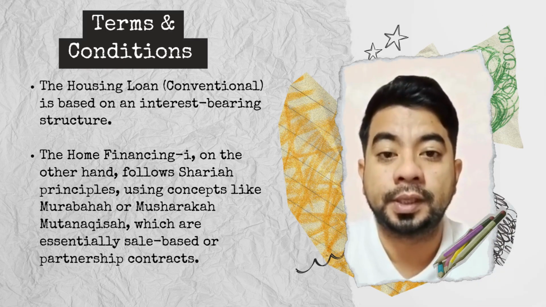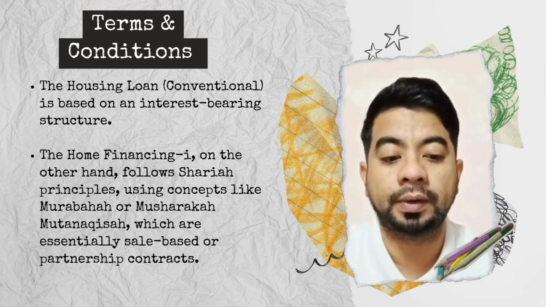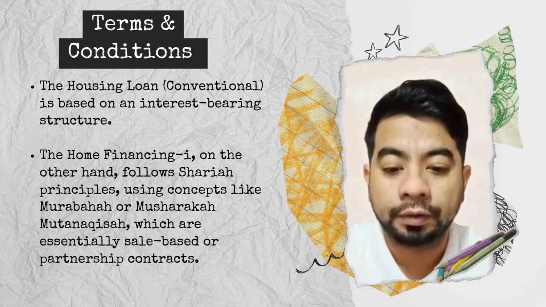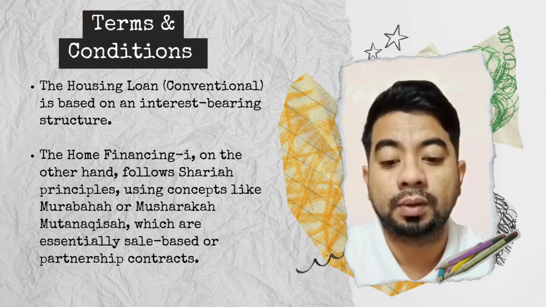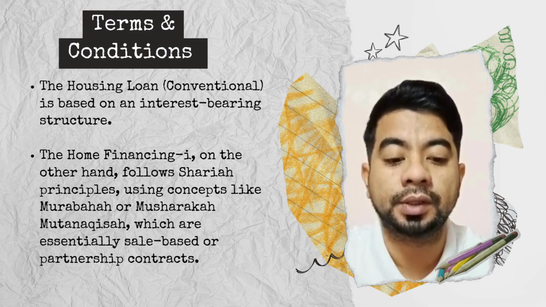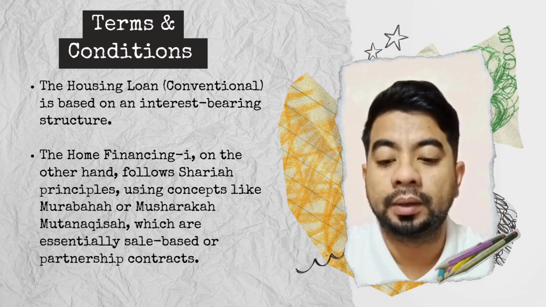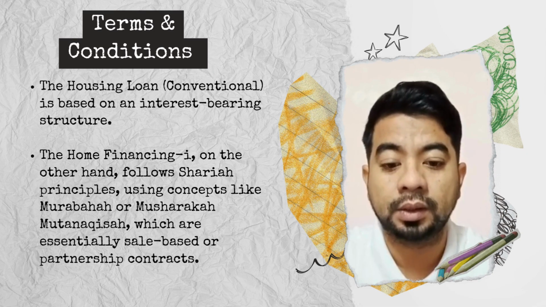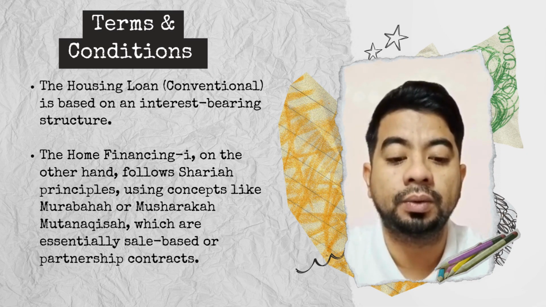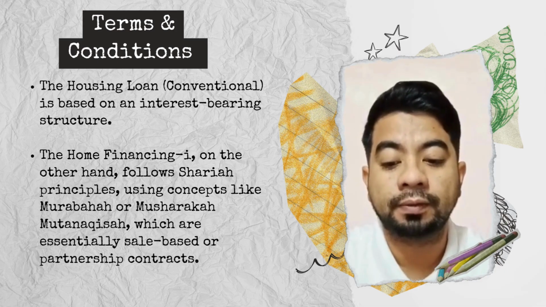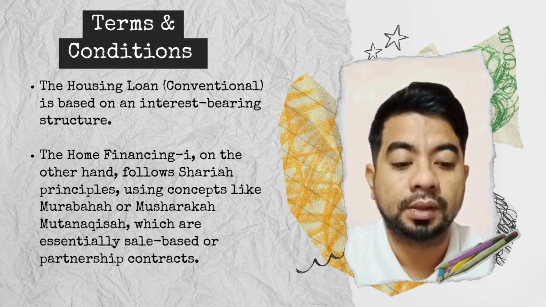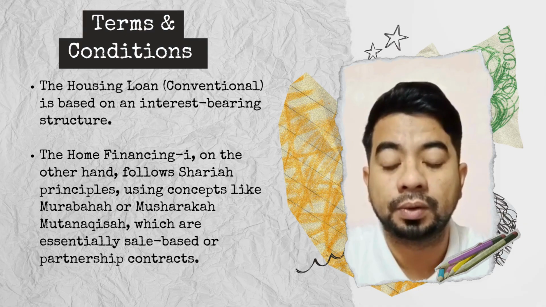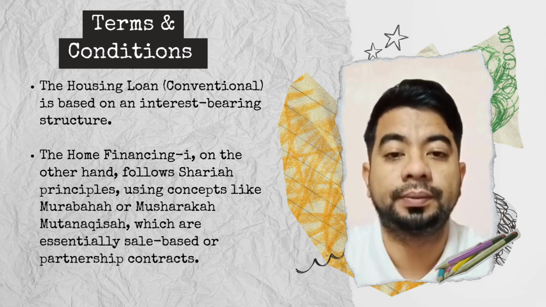Both products serve the same purpose, to help customers finance their residential properties. However, the structure and principle behind each product are different. The conventional housing loan is based on an interest-bearing structure, and the Islamic home financing on the other hand follows Sharia principle using concepts like murabahah or musharakah mutanakisah, which are essentially sales-based or partnership contracts. Let's break down the key differences.